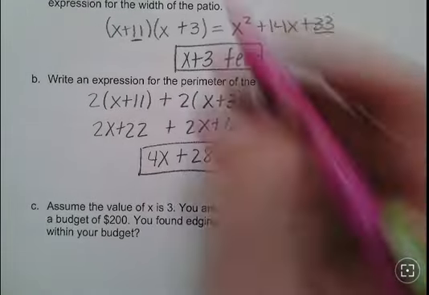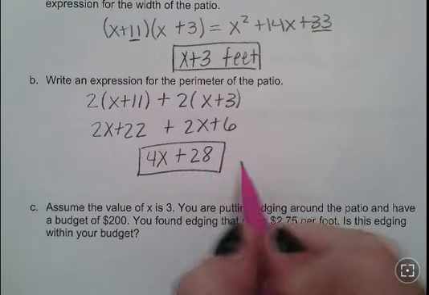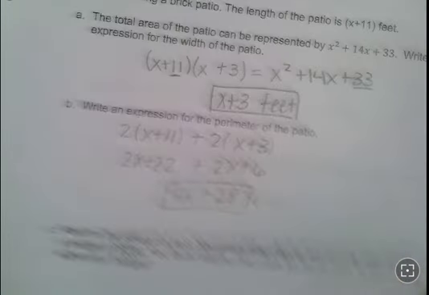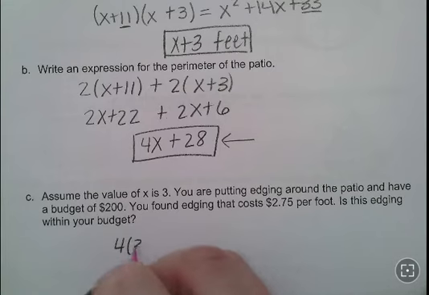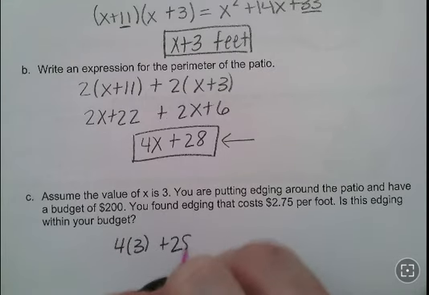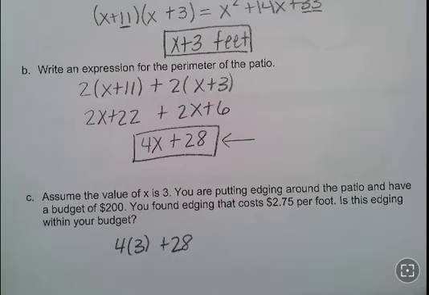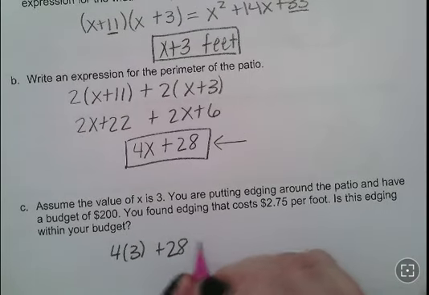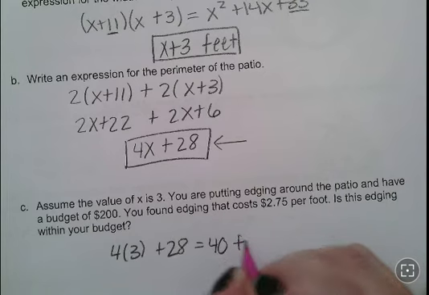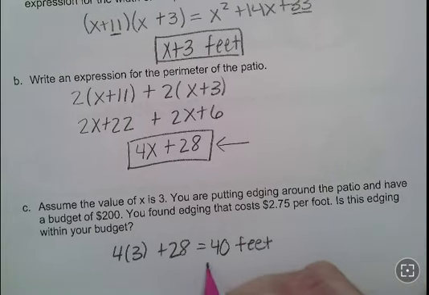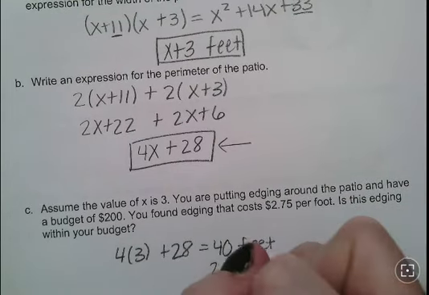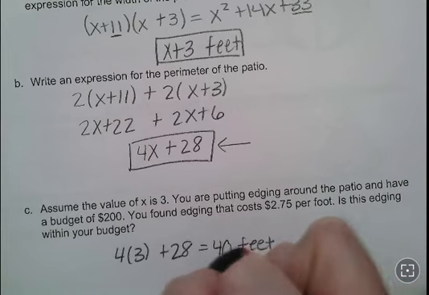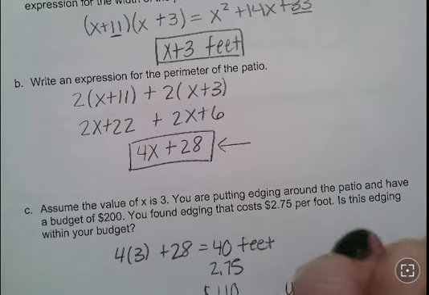Okay, so the edging is going to go around the patio, so we're talking about the perimeter, which is helpful because we already found the perimeter. But now we want to assume that x is 3. So we plug in 3. We've got 4 times 3 plus 28, which is 40. So that means we've got 40 feet, and each foot costs $2.75. So from there, we know that we can spend $110, and that is within our budget.